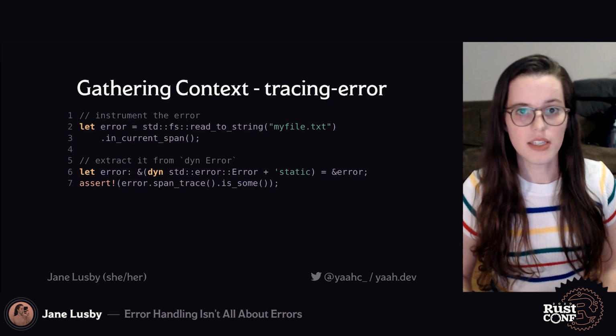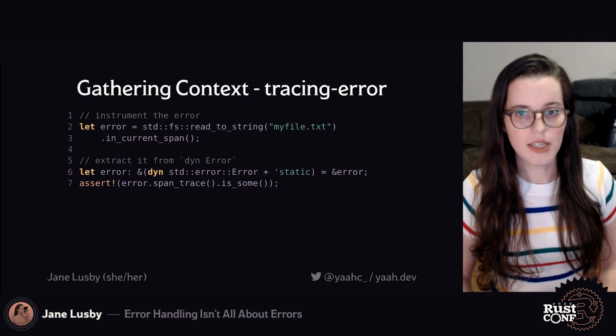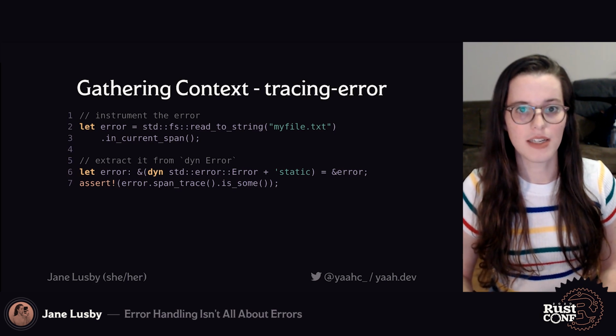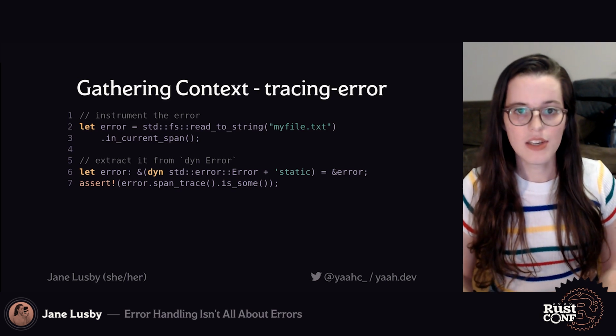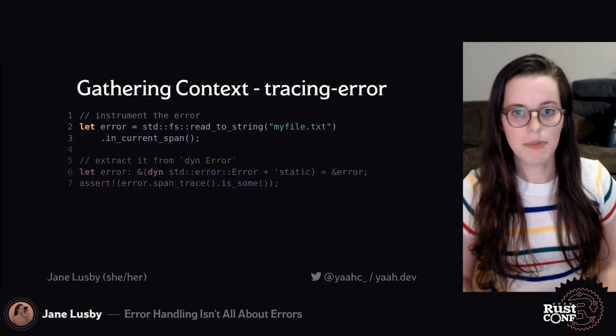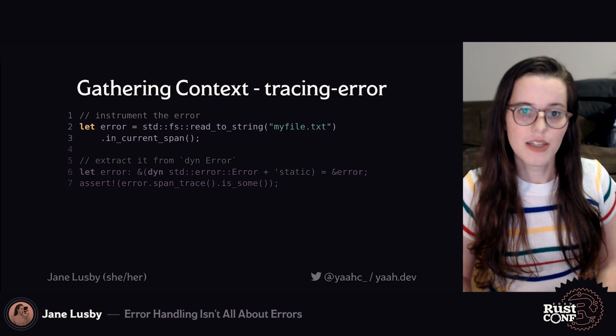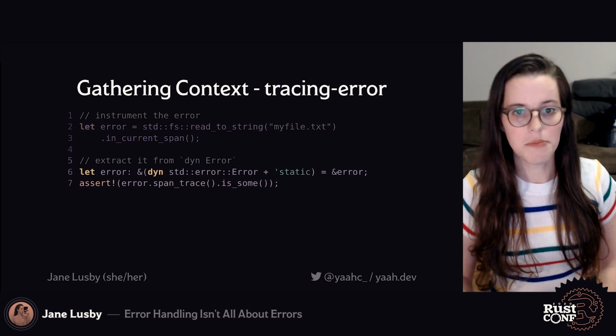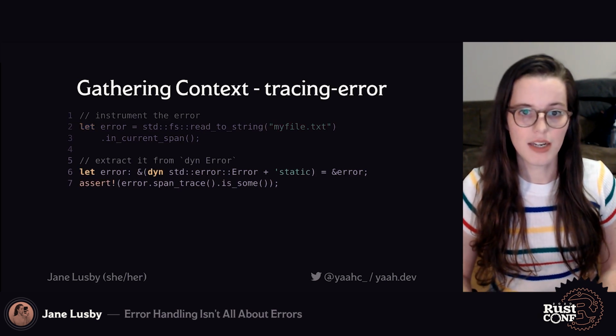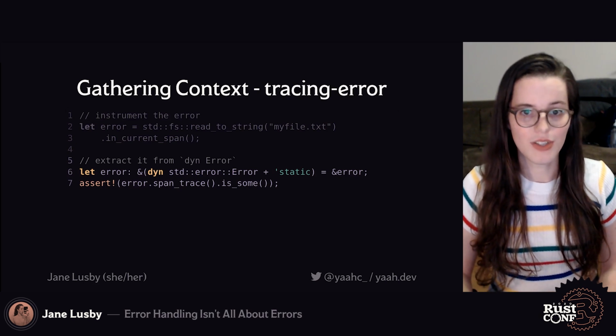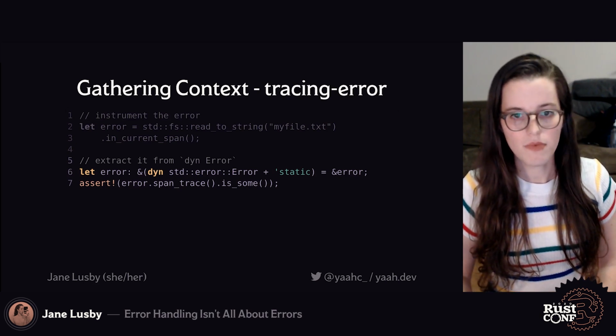Tracing error is a tracing instrumentation library that exposes the span trace type. This library also has some cool helpers for wrapping errors with span traces and then later extracting them through dyn error trait objects, working around the restrictions of the error trait. Here we use inCurrentSpan to wrap an error with our instrumented error type. Then below that, we convert that error immediately to a trait object and then extract the span trace from that error using some clever hacks.